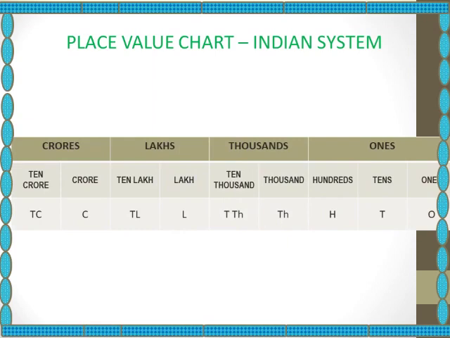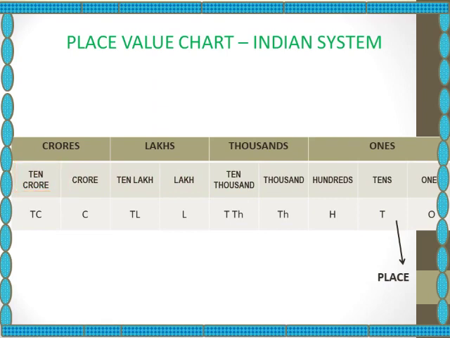Now you tell me what are the places you know in the place value chart. Ones, tens, hundreds, thousand, 10,000, lakh, 10 lakh, crore, 10 crore. Do you want me to repeat again? Ones, tens, hundreds, thousand, 10,000, lakh, 10 lakh, crore, 10 crore. Okay, these are the places in the place value chart.